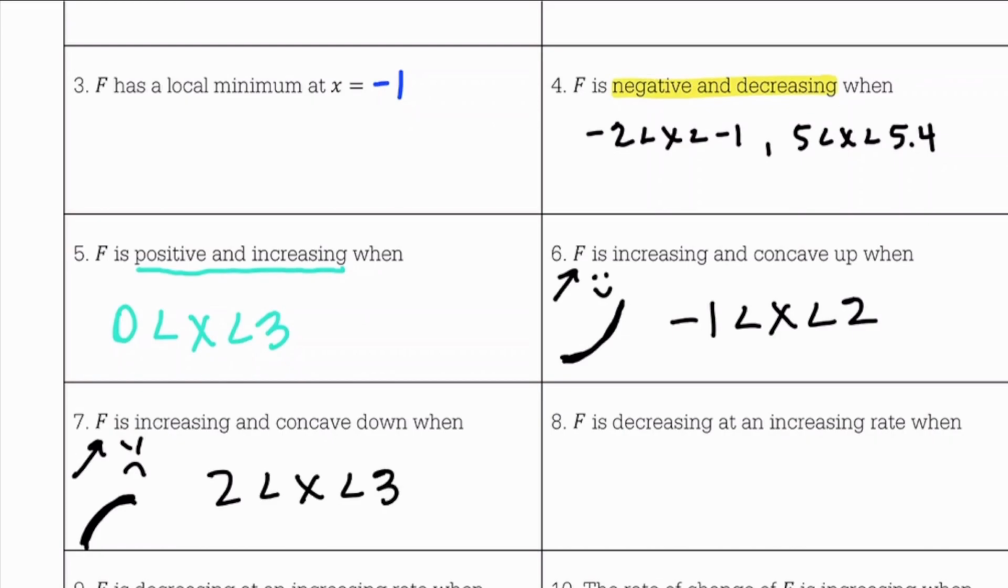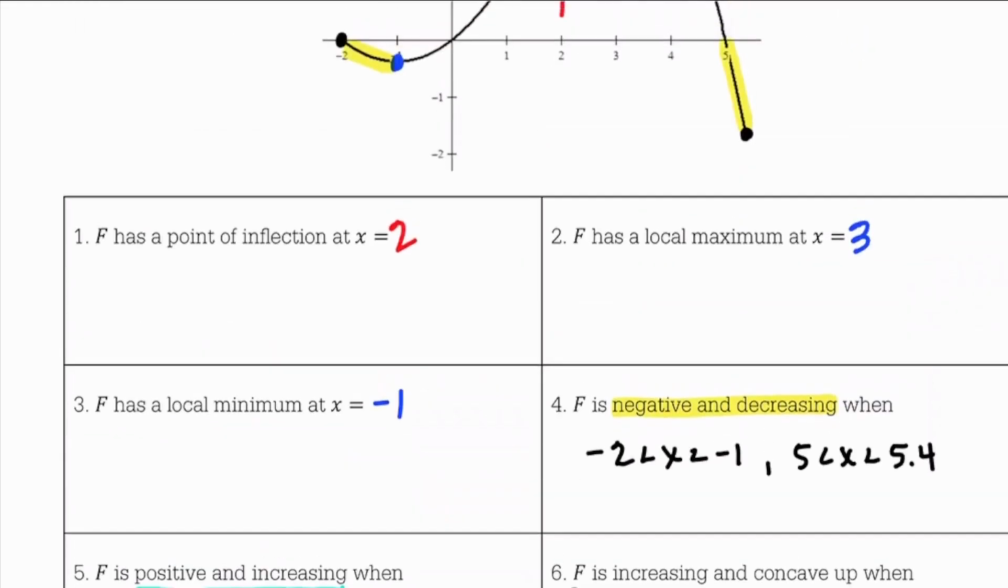Okay, decreasing at an increasing rate. Remember, increasing rate, we're going to translate that. Rate is increasing, that's concave up. So we're decreasing while smiling. So that'll be this shape here. And I bet we've got some of that.